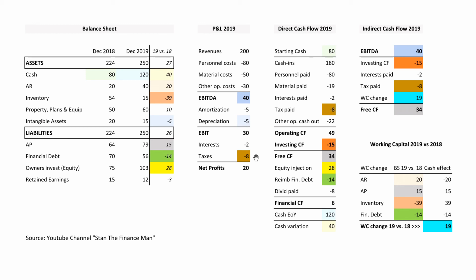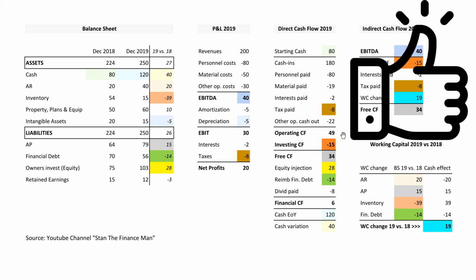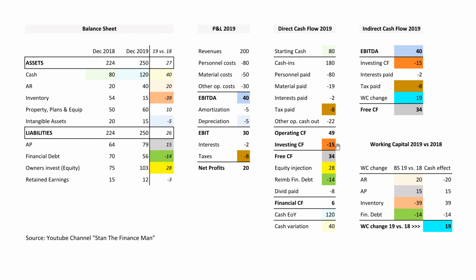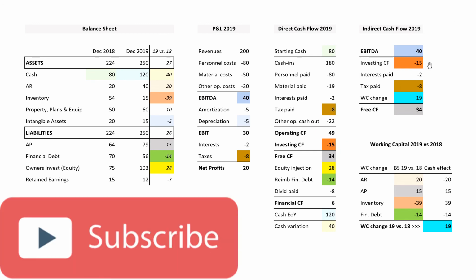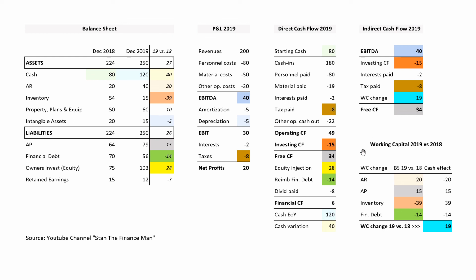You see that interest and taxes from the P&L are also reflected here in interest paid and taxes paid in our cash flow. When we look at our investing cash flow, you will see that it's also in the bridge here, the minus 15, and that the free cash flow from the direct cash flow is also the end point in our indirect cash flow. Cash effect here of the working capital change plus 19 also goes in our bridge from EBITDA to free cash.